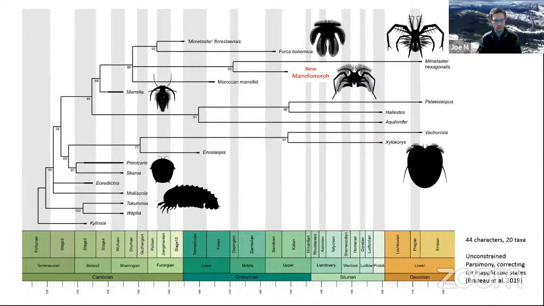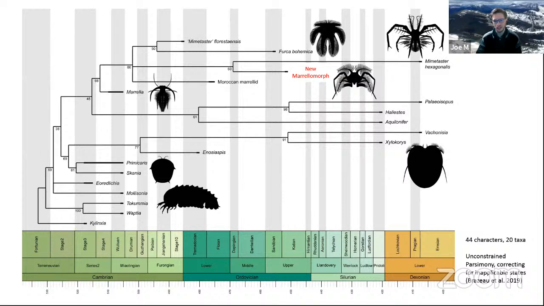And we used this relatively small matrix, but by constraining the outgroup to represent different potential outgroup hypotheses, we hope to test the sensitivity of the topology to these changes in outgroup relationships. And so I'm just going to go over a couple of the key results.